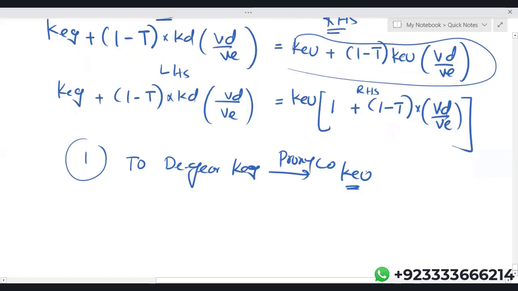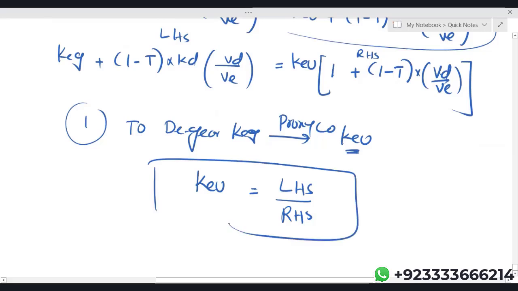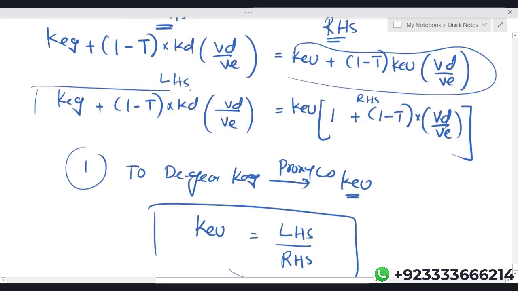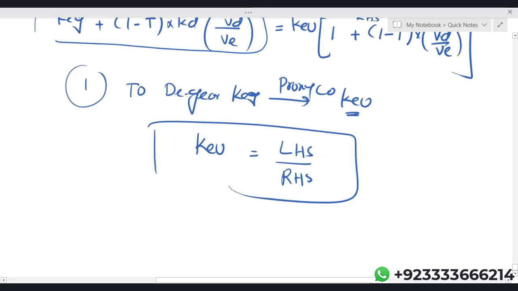How will you get KU? You will solve left hand side, right hand side as well, and after that, in the final step, KU will be equal to left hand side answer divided by right hand side answer. This will actually give you the KU. You can see that entire left hand side will be solved properly, but right hand side will have the KU as well. So logically, left hand side will be divided by the right hand side. That will give you KU.